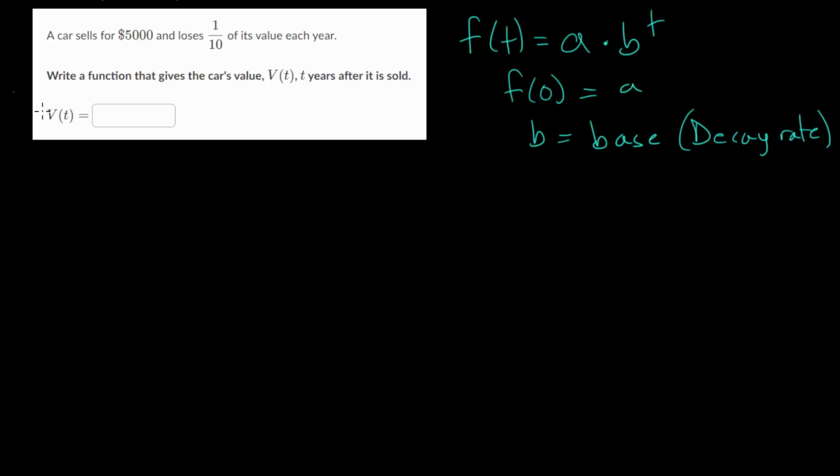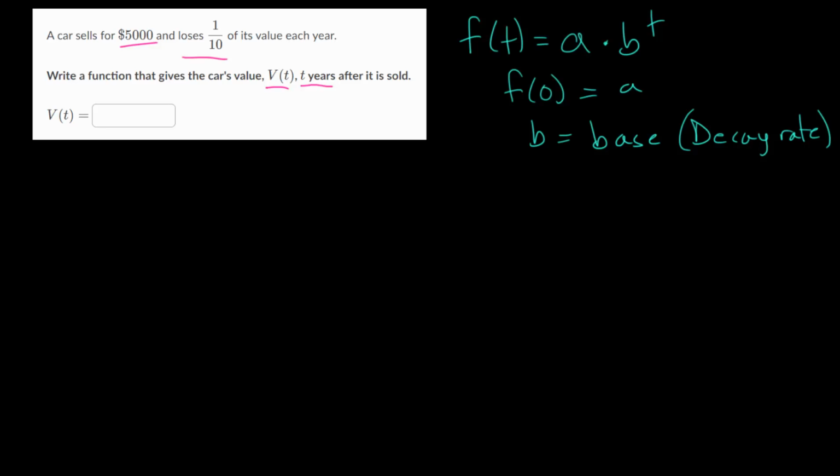And let's now look at this specific problem. So we have a car that sells for $5,000 and loses 1/10 of its value each year. Write a function that gives the car's value, v of t, t years after it's sold.